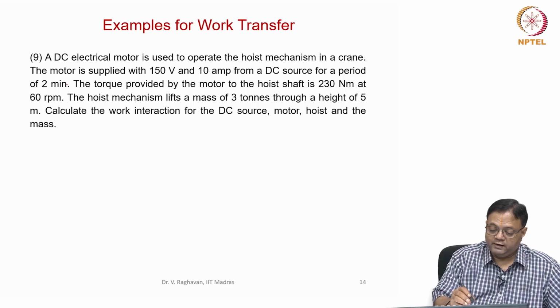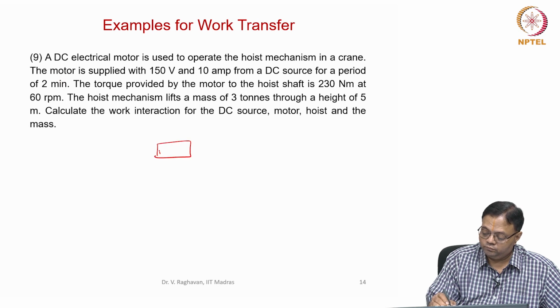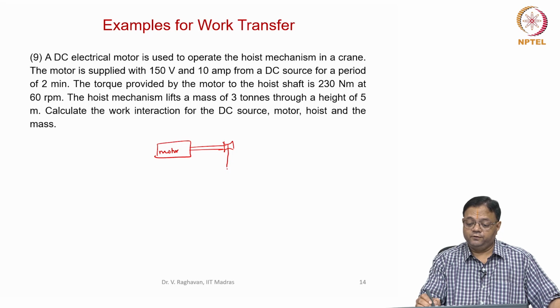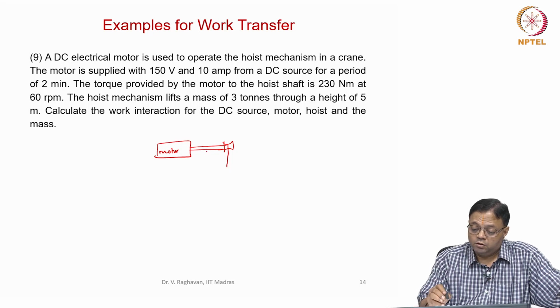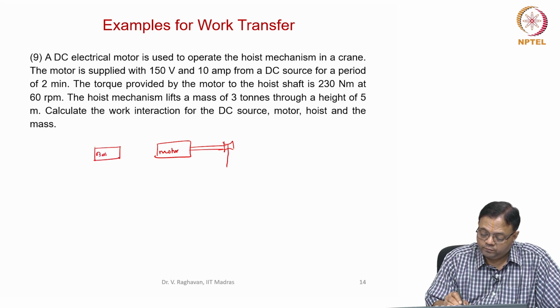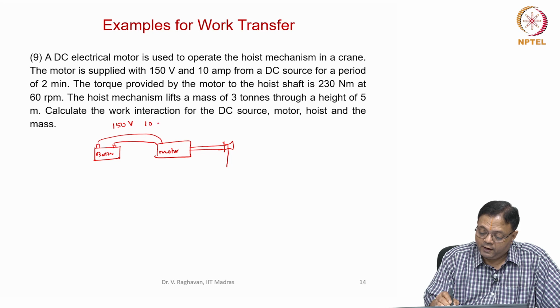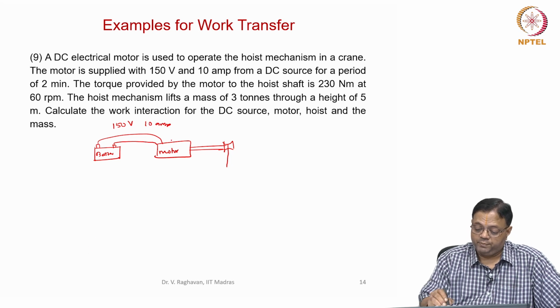And ninth one, a DC electrical motor is used to operate a hoist mechanism in a crane. So there's a hoist mechanism in a crane, something like this. And this motor is supplied with, say, a battery. And it supplies 150 volts, 10 ampere DC for a period of 2 minutes.